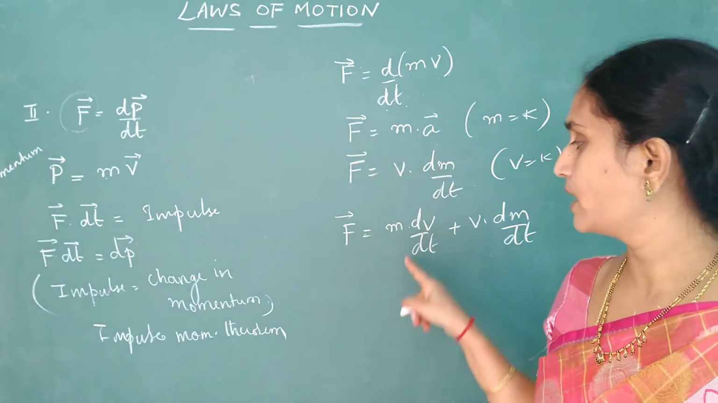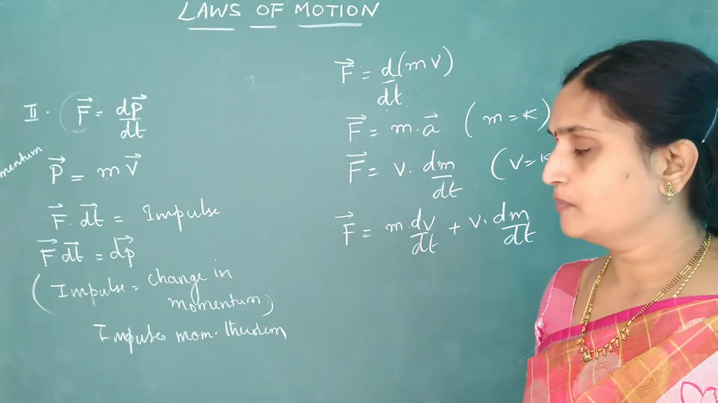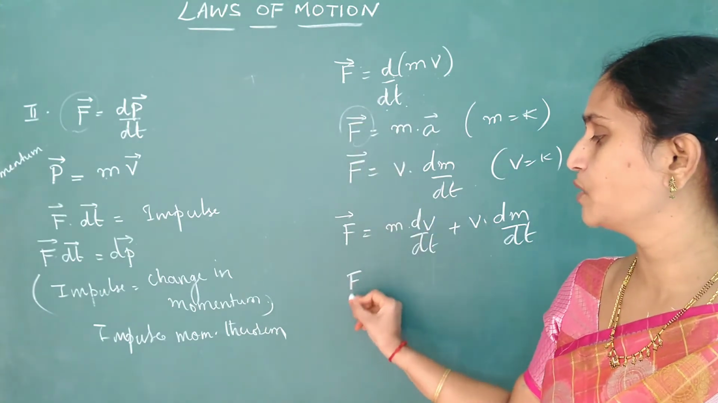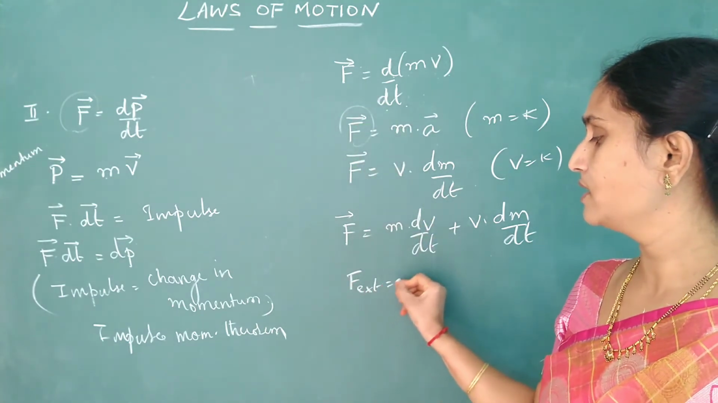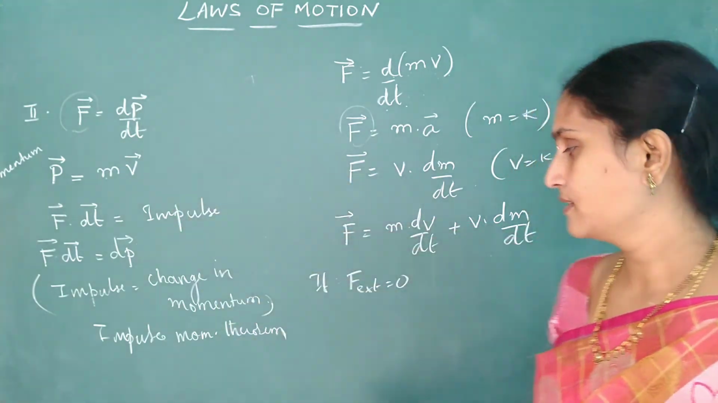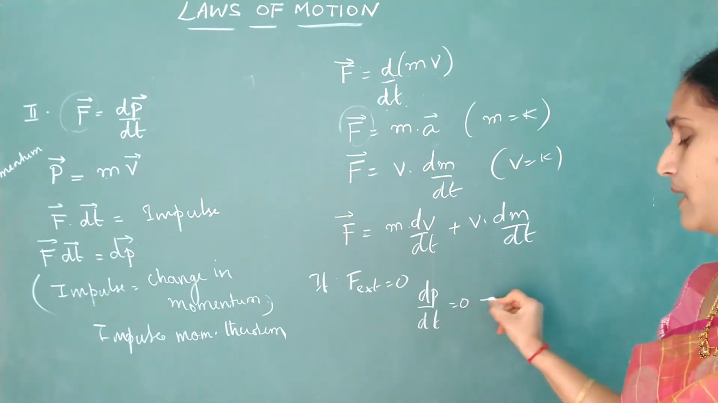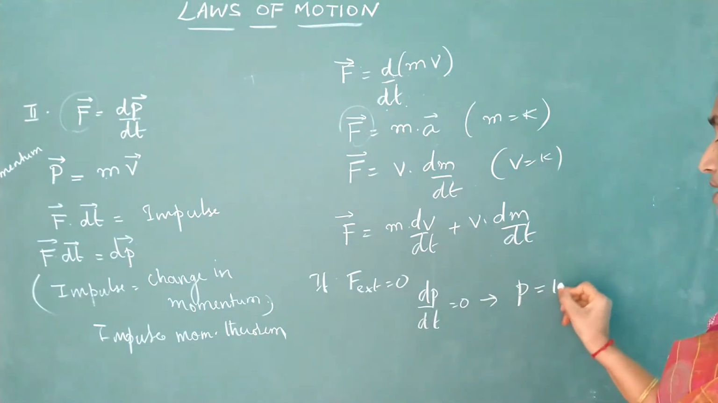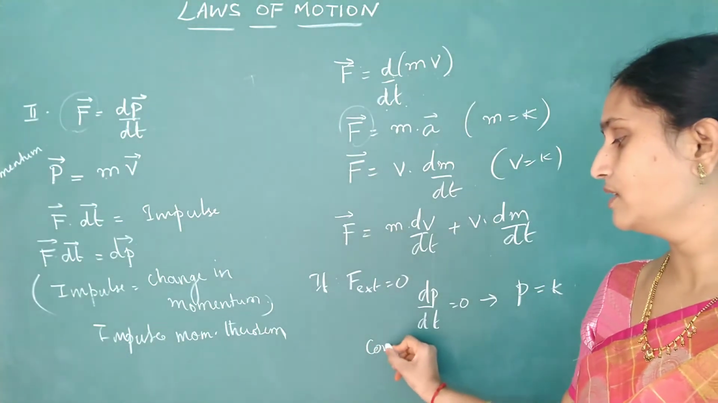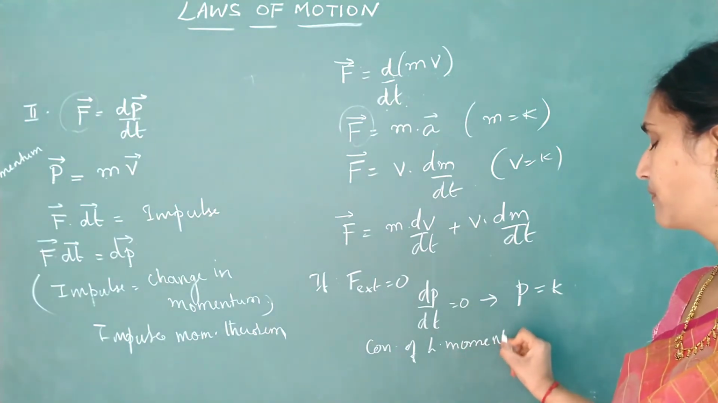So F is equal to m into a can be proved by making use of Newton's second law. But come to this second law. If there is no external force acting on a body, if external force is 0, go back to this relation: dP by dt will become 0. This implies momentum is constant. What do you call this statement? It is called the law of conservation of linear momentum.